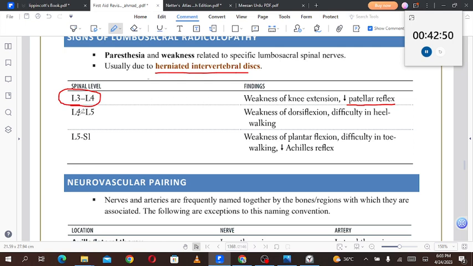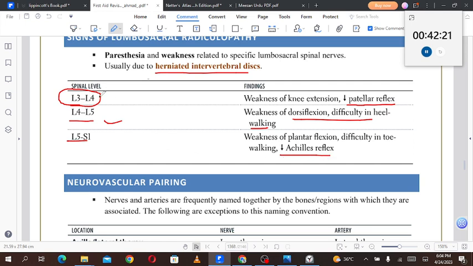I think it is L2 to L4 that is the root value for the patellar reflex, but even if L4 is involved, the patellar reflex will be reduced. L4 to L5: weakness of dorsiflexion, difficulty in heel walking. L5 to S1: weakness of plantar flexion, difficulty in toe walking, and decreased Achilles reflex. If it is L4 to L5, heel walking is difficult. If it is L5 to S1, then toe walking is difficult, and there will be a decreased Achilles reflex.